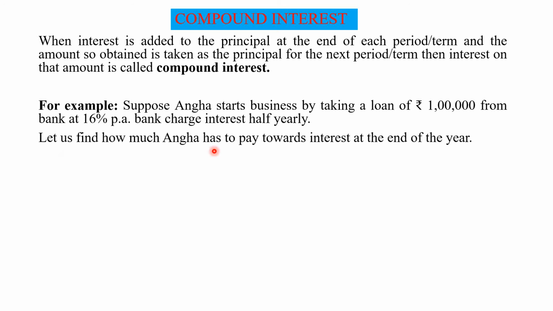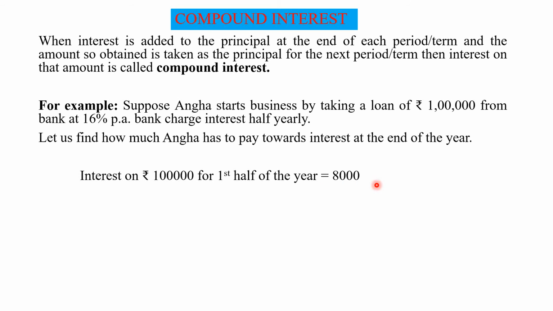Let us find how much Anaga has to pay towards interest at the end of the year. First, the interest on rupees 1 lakh for the first half of the year is 8,000. We calculate simple PRN divided by 100, 1 lakh into 16%, but we have to calculate half yearly, so 16 divided by 2 is equal to 8%, and the number of terms is 1. Half year is 1 term.